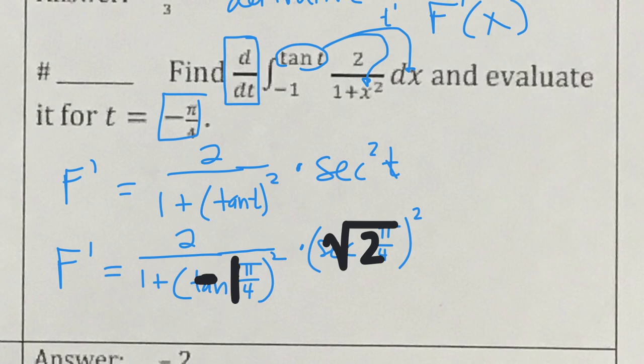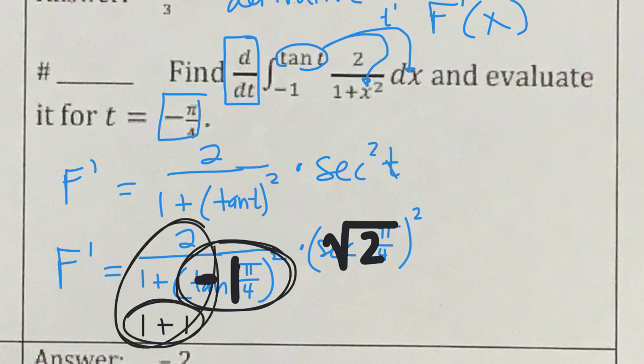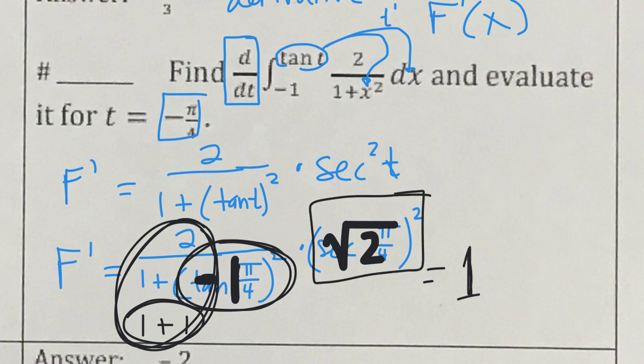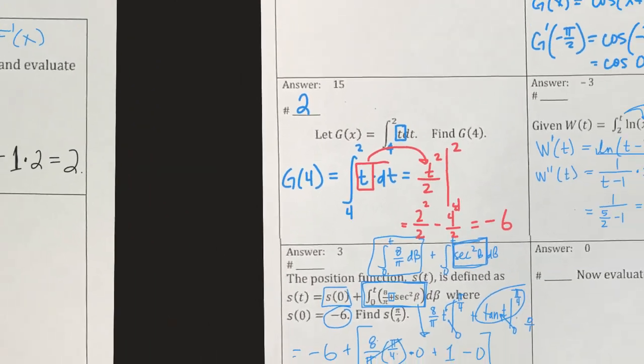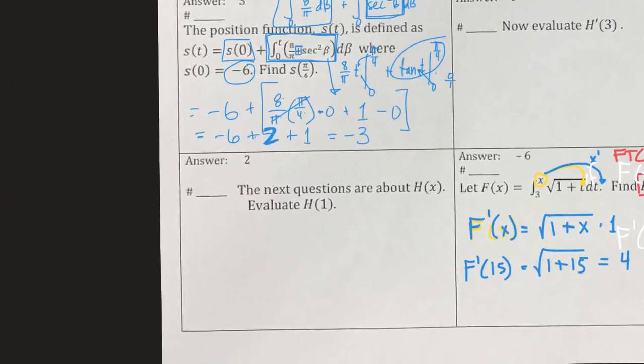Okay, so let's keep evaluating. We have negative 1 squared is positive 1, so 1 plus 1 is 2. 2 divided by 2 is 1. Times 2. And root 2 squared is just 2. So 1 times 2 is 2. Okay, so yes, the algebra might be a little sloppy, but we take it one term and one part at a time. Where does 2 take us? 2 takes us over here.